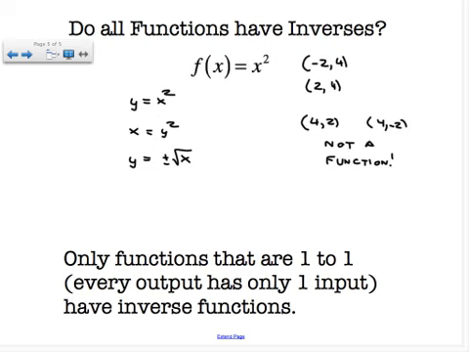The more advanced, bigger picture is that only functions that are 1-to-1, which means every output has only 1 input, have inverse functions. Graphically, functions that pass a horizontal line test have inverses. Remember, all functions are going to pass a vertical line test. If a function also passes a horizontal line test, it's 1-to-1, and it has an inverse.